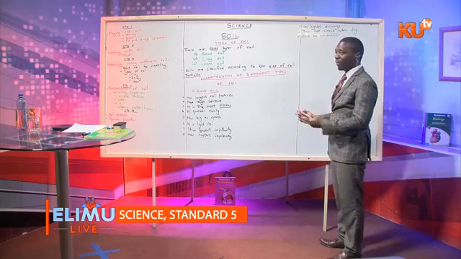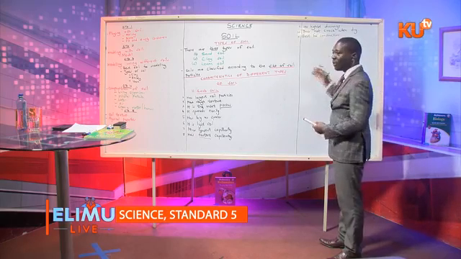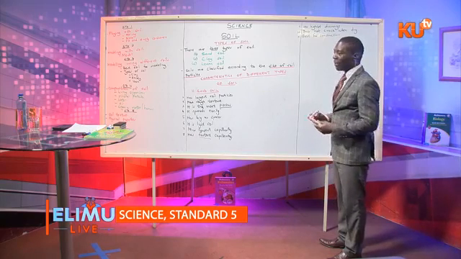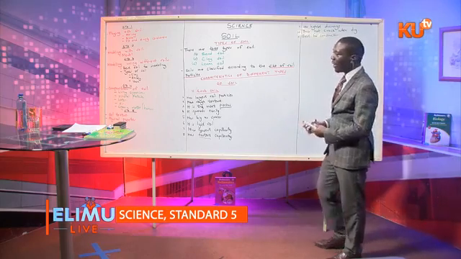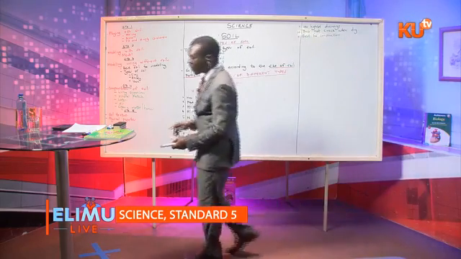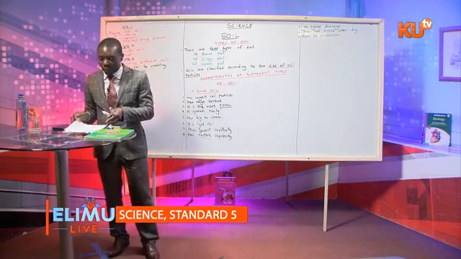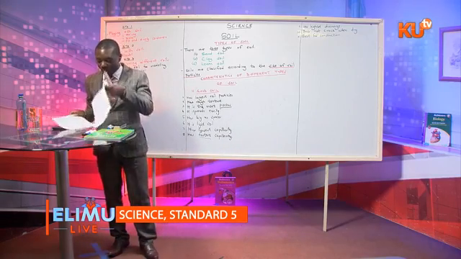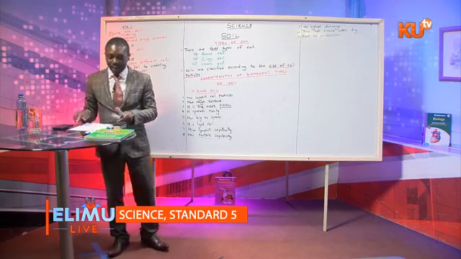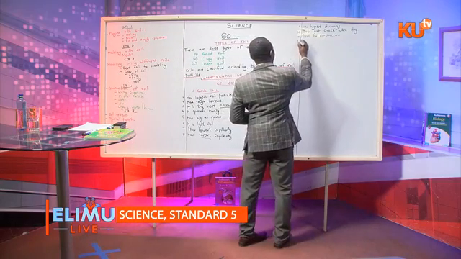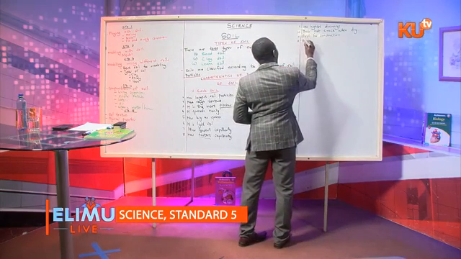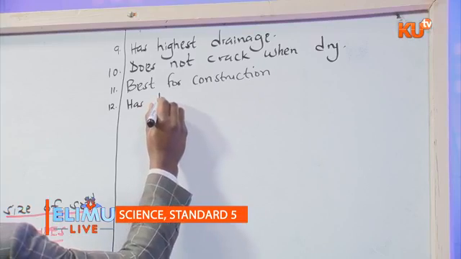Its bigger air spaces enable it to mix well with cement. So cement mixes well with this sandy soil, and that is why it is good for construction. Many people use it to construct their houses, even buildings, even schools. And then another characteristic, number 12, it has the highest capillarity.